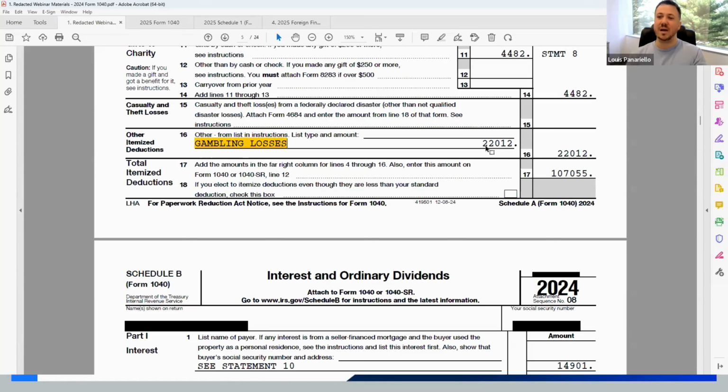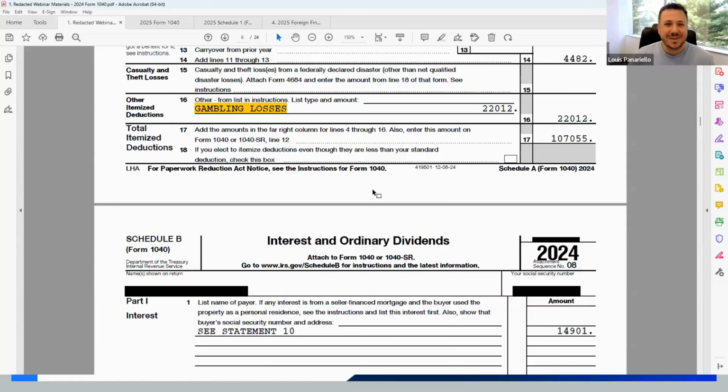So if you have $100,000 of gambling income and you have $100,000 of gambling losses, those losses are actually going to be limited to 90% of the income or $90,000. So even though you broke even for the year, you're going to be reporting $10,000 of income. Just a sort of fun anecdotal fact there.